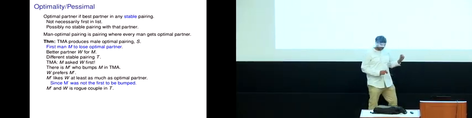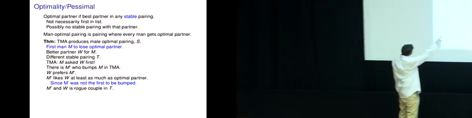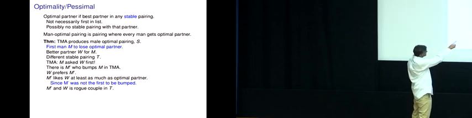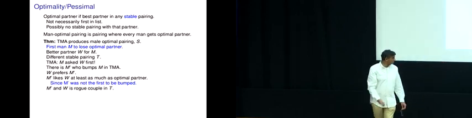Okay? So there are two lines there. M prime likes W at least as much as an optimal partner. I am using the well-ordering principle. That's where I'm using it.